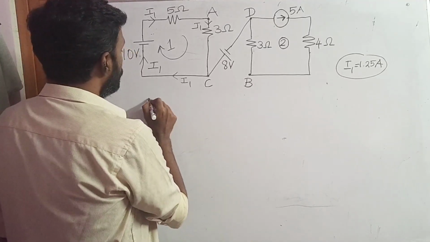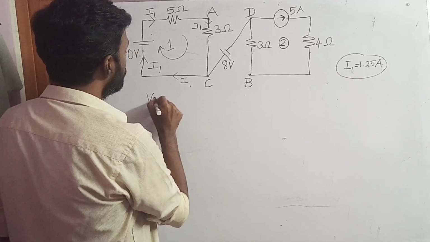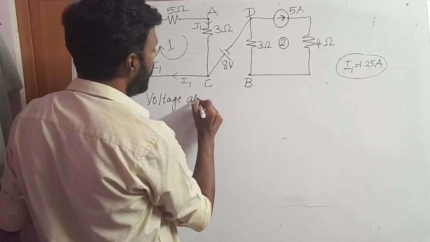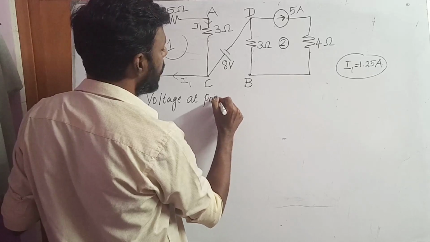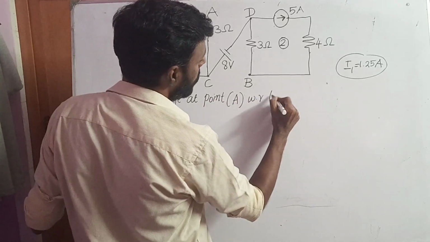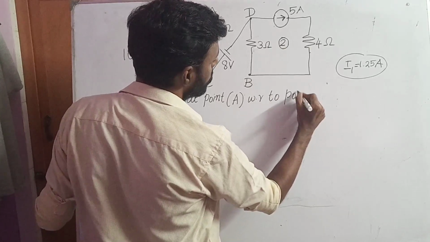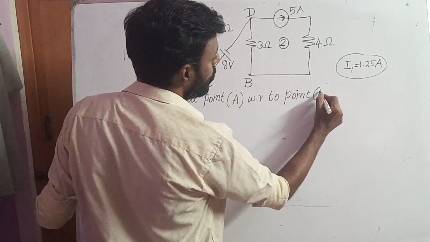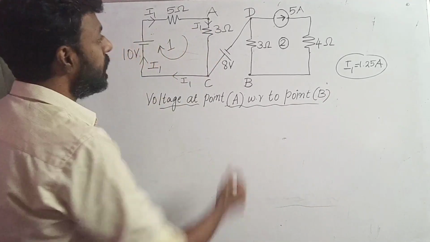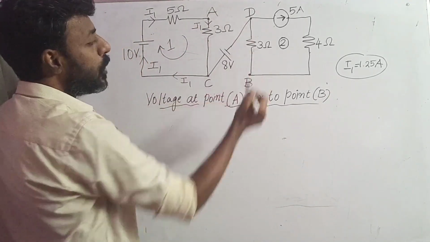Therefore, voltage at point A with respect to point B. So this is the parameter that we need to find. Voltage at point A with respect to point B.